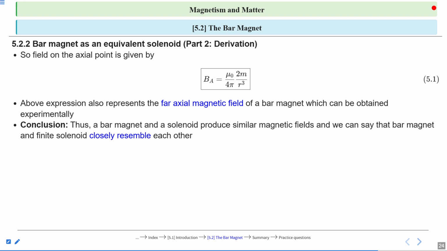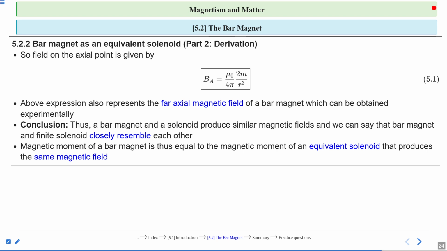So what is the conclusion? Does a bar magnet and a solenoid produce similar magnetic fields? We can say that a bar magnet and a finite solenoid closely resemble each other. Okay, so both the bar magnet and the solenoid resemble each other. The magnetic moment of a bar magnet is thus equal to the magnetic moment of an equivalent solenoid that produces the same magnetic field. Got it?